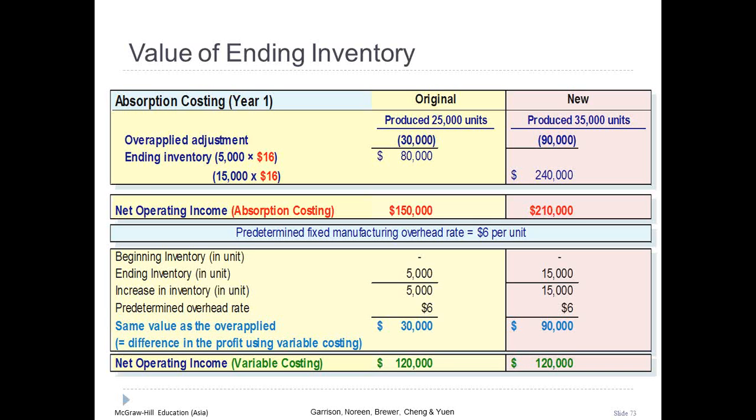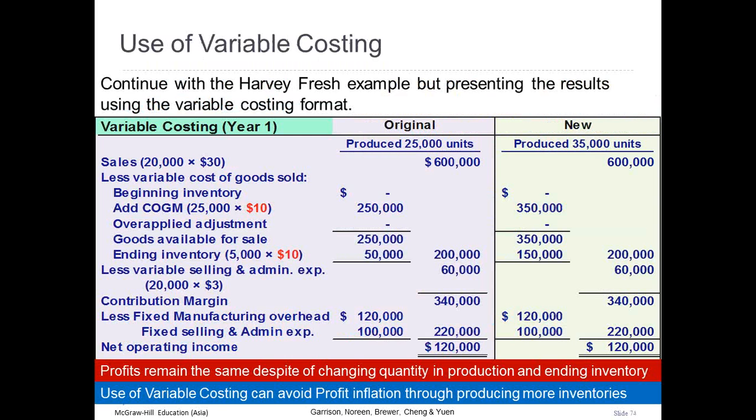So comparing the net operating income arising from the absorption costing method and the variable costing method, we would find that the difference is the same as the over or under applied overhead adjustment. Thus, there is no change in the net operating income, regardless of production and ending finished goods quantity, proving that variable costing is the technique for management to ensure no profit inflation can be done through producing more inventories.